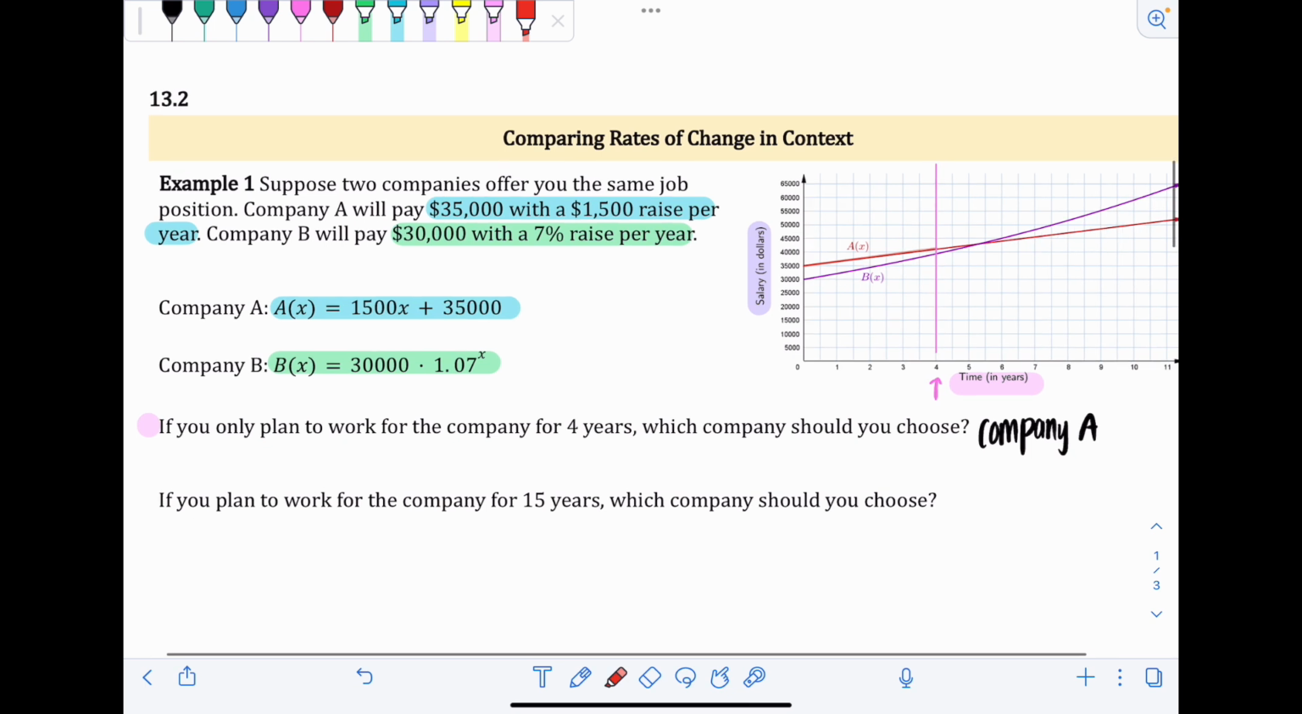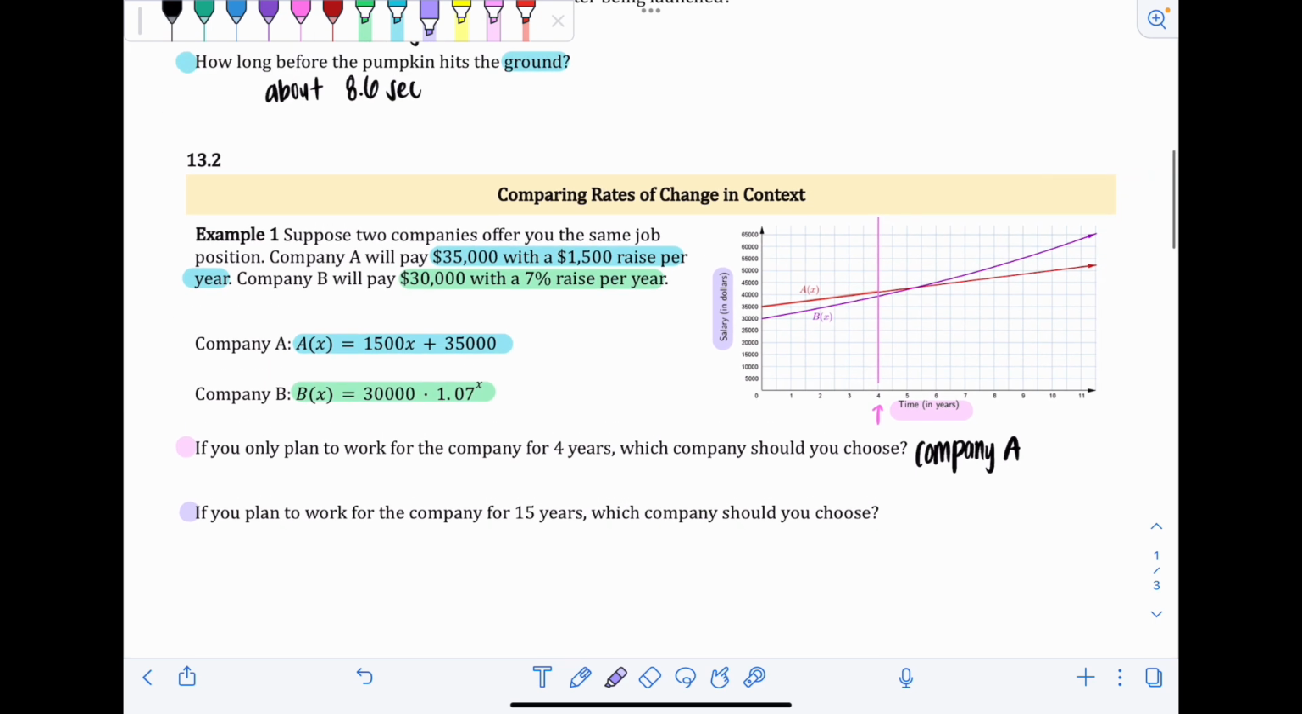And then the second question, it says, if you plan to work for the company for 15 years, which company should you choose? So if we look at the graph and we look at the x-axis where the time is, it doesn't even go all the way up to 15 years. 15 years would be somewhere over here if we kept extending the x-axis. But you can see what's happening towards the end of the graph.